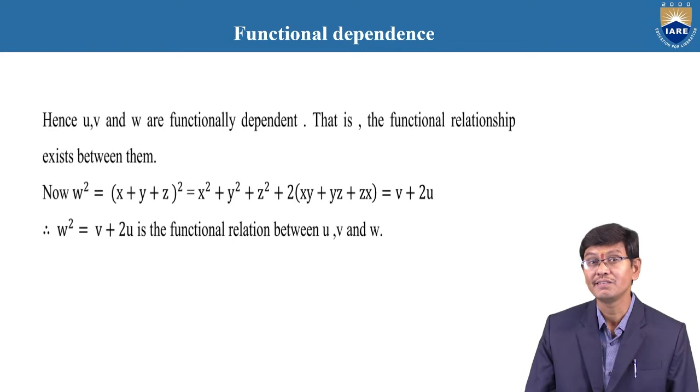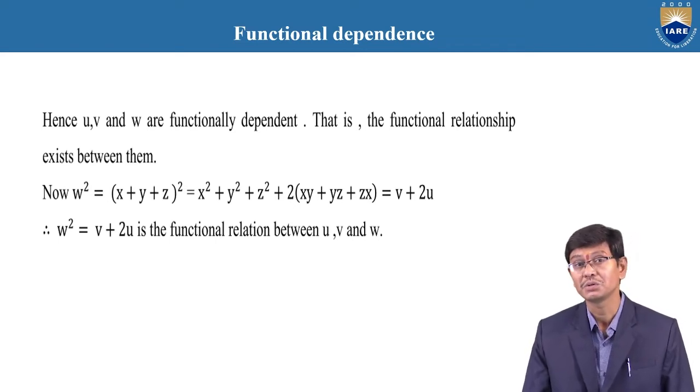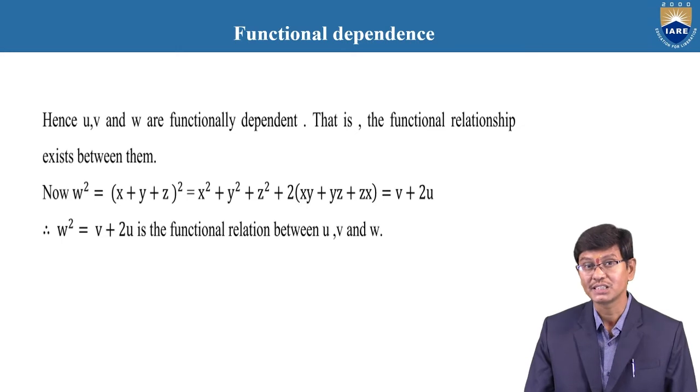Therefore, with the help of the given condition of this problem, by observing it, the relation is v plus 2 into u. Because the given values are v is equal to x square plus y square plus z square, and u is equal to xy plus yz plus zx.